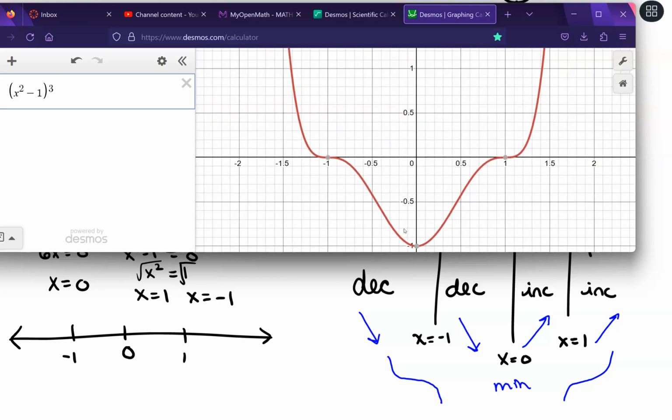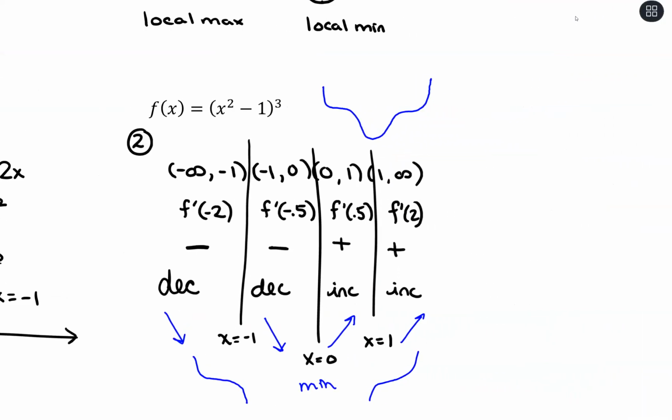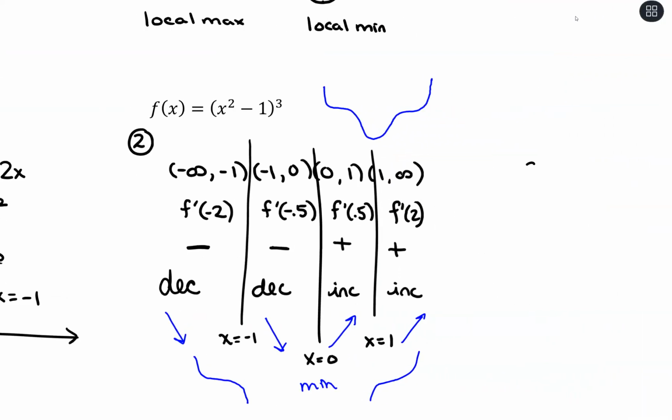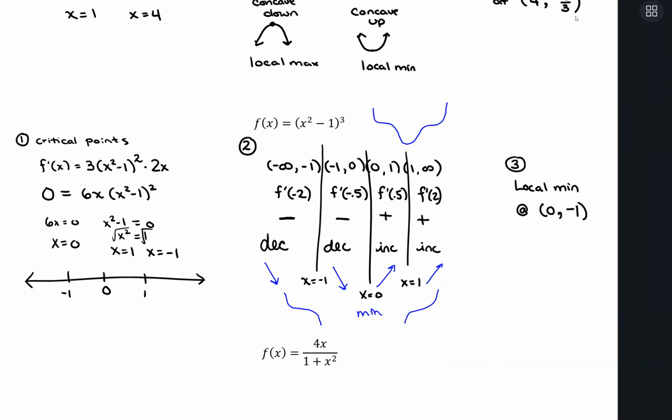So we're getting those inflection points that are not creating a minimum or a maximum, and then we're seeing this minimum at 0, negative 1. So our only extremum is a local minimum at 0, and then negative 1 cubed, so negative 1 would be our y-coordinate.